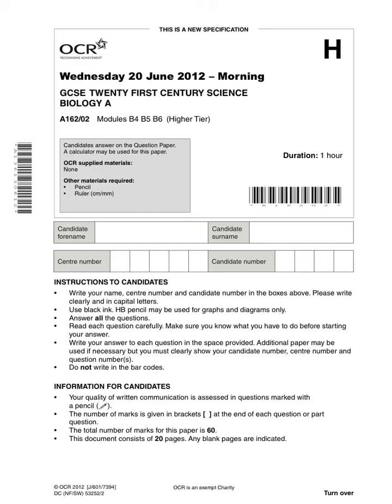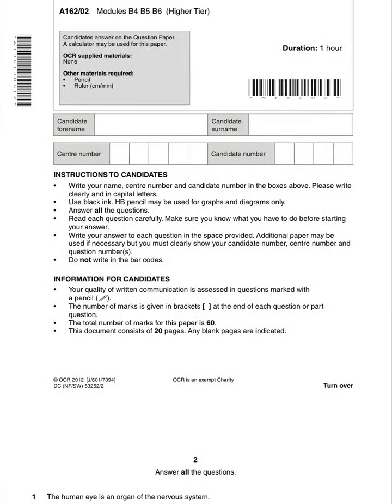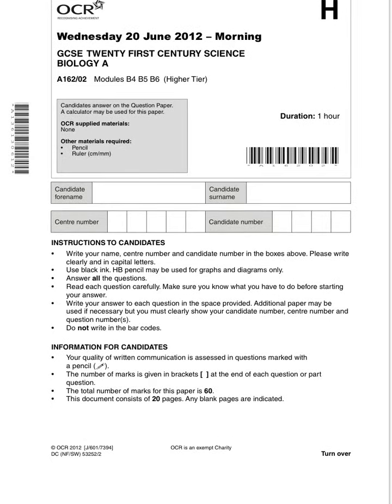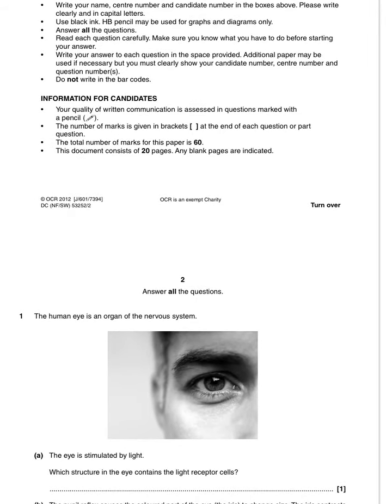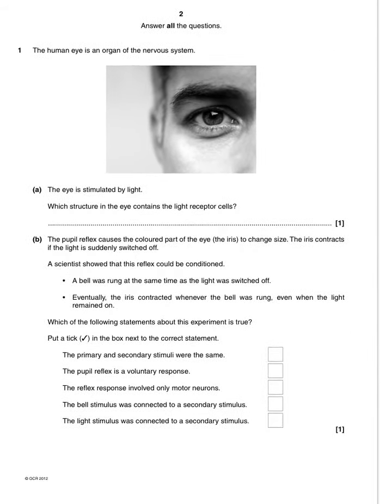Okay, so this is the walking, talking mock for biology, additional biology. One thing to note with biology, probably more so than the other exams, there's more stuff that's put in context, and there are more questions where it's really essential that you get the keywords in. So we start off with this question, and it's talking about the human eye, an organ of the nervous system. And then, first mark, just recall which structure in the eye contains light receptor cells. Okay, so we're just looking for a one-word answer for that one.